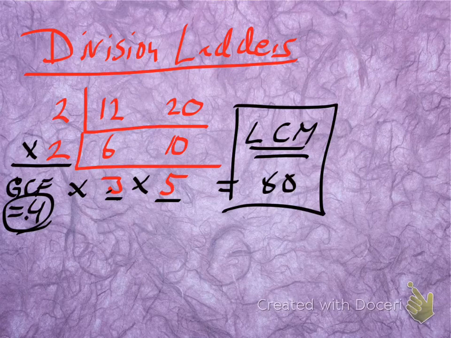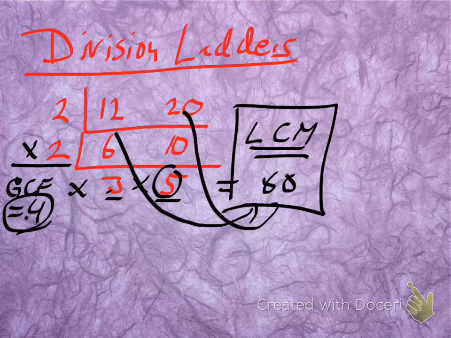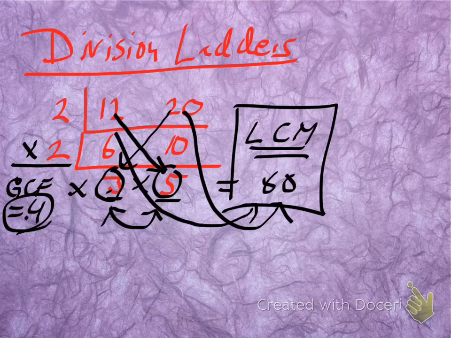Sure enough, if you look at it, 12 goes into 60 how many times? It goes in 5 times. And 20 goes into 60 how many times? 3 times. Notice that those were actually the numbers that were at the bottom. That's not actually a coincidence. It turns out that 20 times 3 equals 60, and 12 times 5 also equals 60.